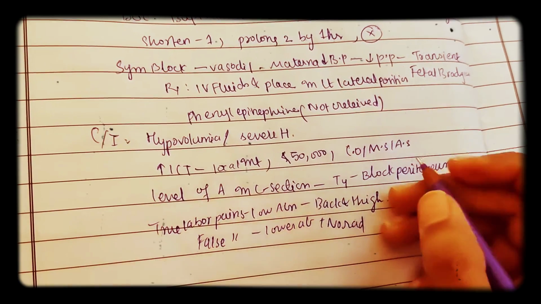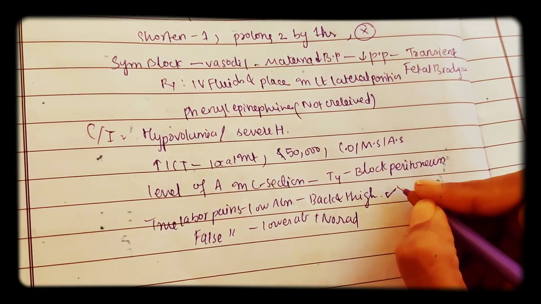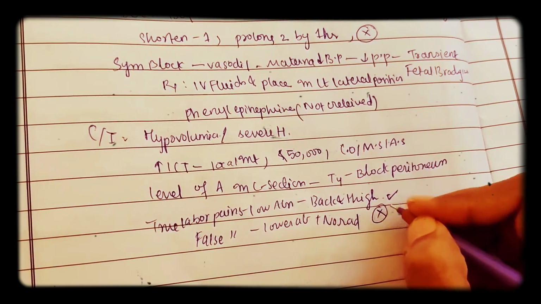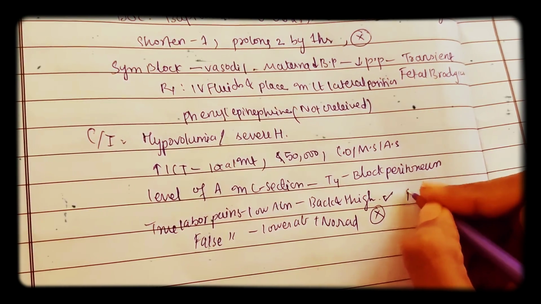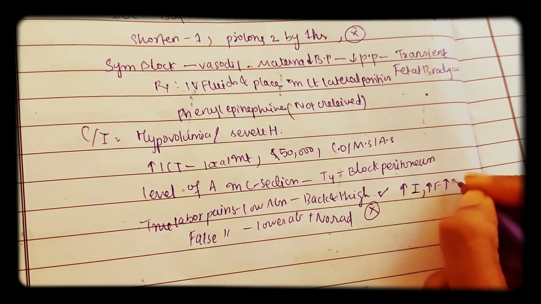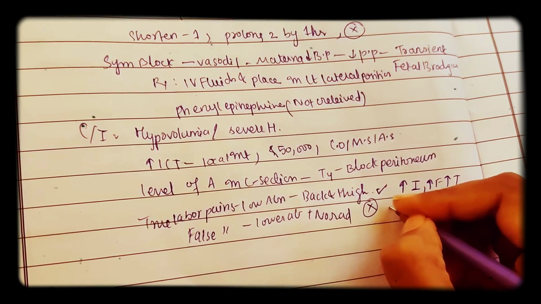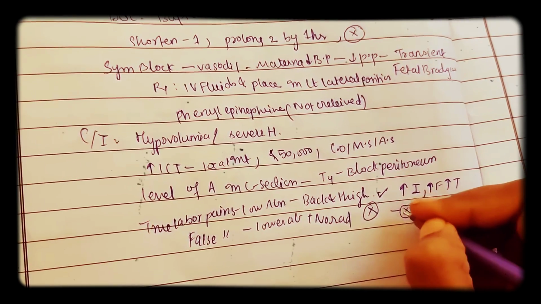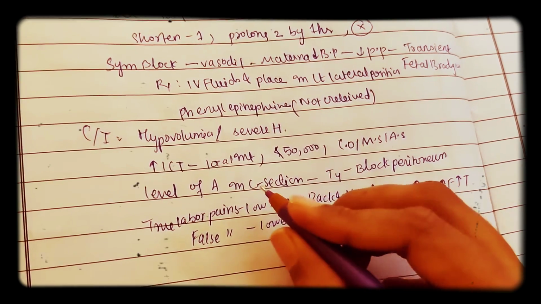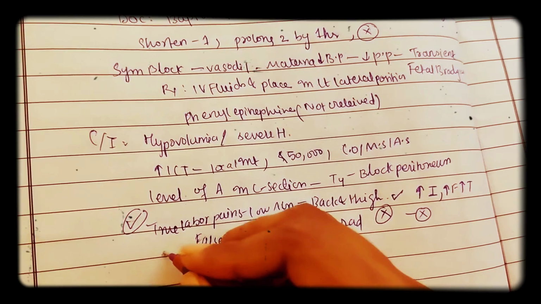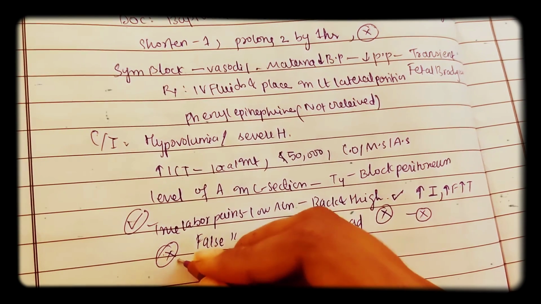Coming to contractions. In the case of true labor, you have regular contractions. In the case of false labor, you will have irregular contractions. And here the regular contractions increase in intensity and frequency, and also the duration will increase. But here it is irregular, so they do not increase as labor progresses. So they will not increase. Now coming to dilation of cervix. Here the dilation of cervix is present because it's a true labor. But here the dilation of cervix is absent because it's a false labor.